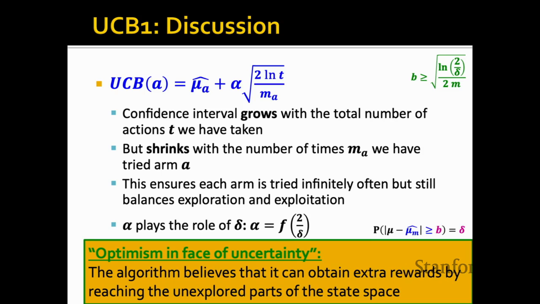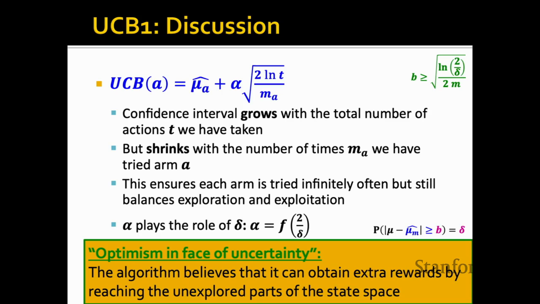Okay, so what we encoded here is a class of strategies, or almost a philosophical argument, where we're trying to bring in optimism in the face of uncertainty. You could have different kinds of strategies, right? You could be way more conservative and not try to explore too much. But what we do here is basically believe that we can always obtain extra rewards by reaching unexplored parts of the state space. Okay?